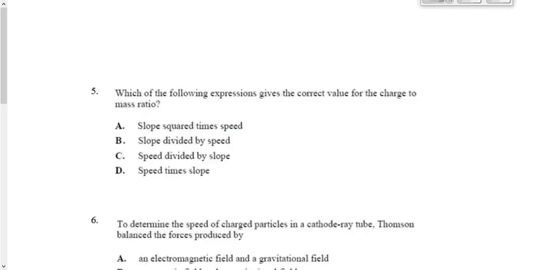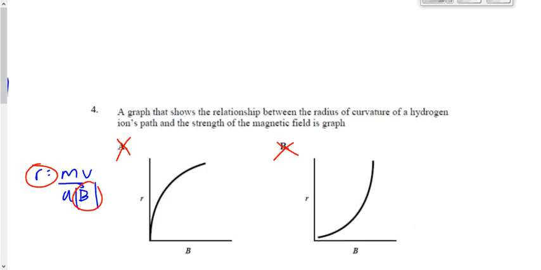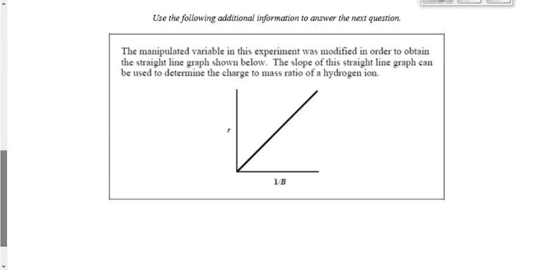So the slope is related to the charge to mass ratio. We want to know the expression that gives the correct value for the charge to mass ratio. In other words, we want to derive the meaning of the slope and then relate it to the charge to mass ratio. You guys remember how to do this, right? We've done this 6 or 7 times on labs now. The equation for this line is what?